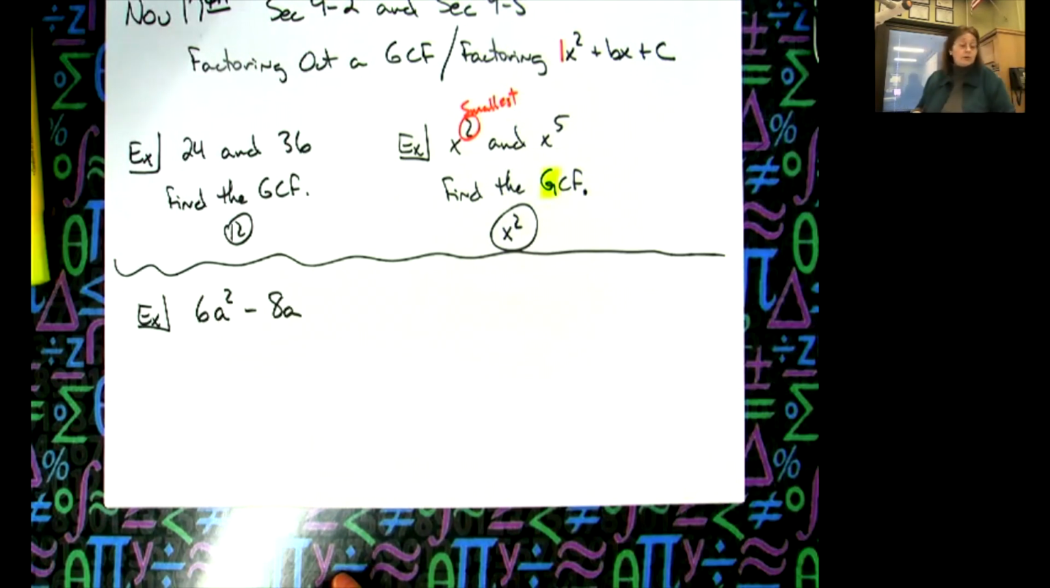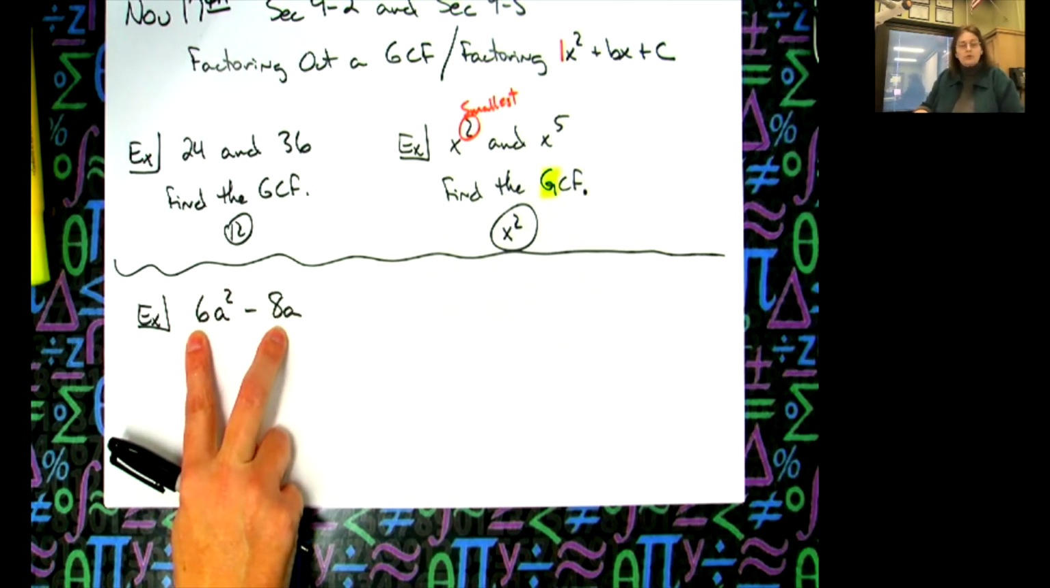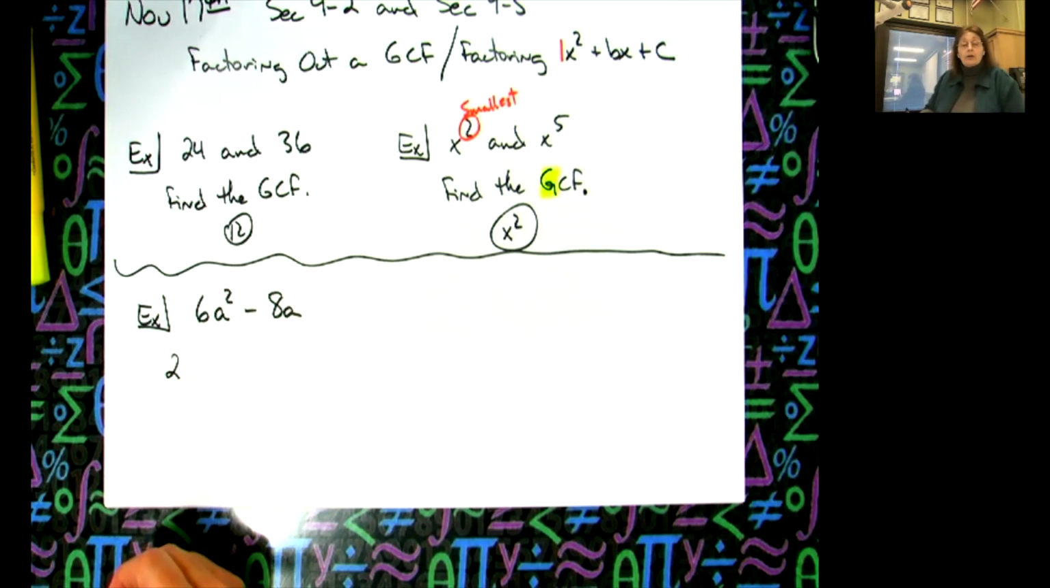So what I'm going to do is take a look at this. I'm going to look at my coefficients and find the greatest common factor of 6 and 8. Hopefully we can do that really quick. As long as the numbers are small, we ought to be able to do this in our head pretty easily. That's going to be a 2. So I'm definitely going to take out a greatest common factor of 2.